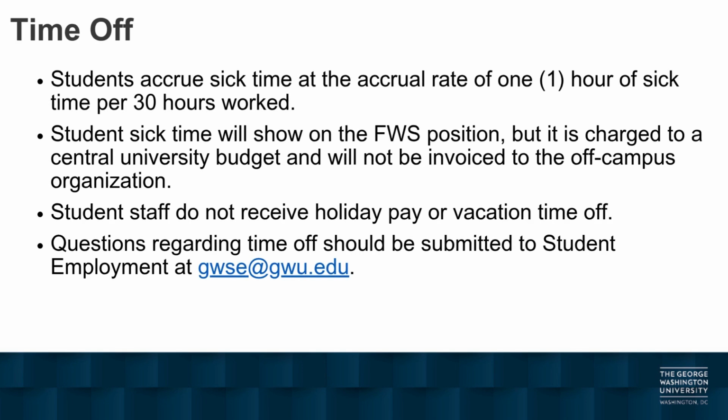Time off. Students accrue sick time at the accrual rate of 1 hour of sick time per 30 hours worked. Student sick time will show up on the Federal Work Study position, but it is charged to a central university budget and will not be invoiced to the off-campus organization. Student staff do not receive holiday pay or vacation time off. Questions regarding time off should be submitted to studentemployment@gwu.edu.